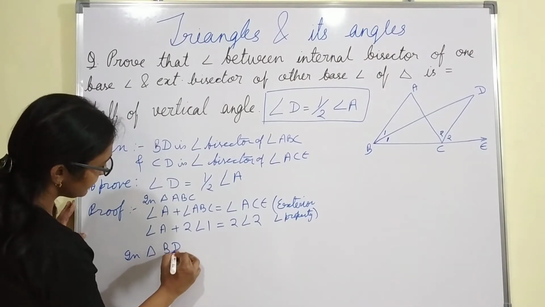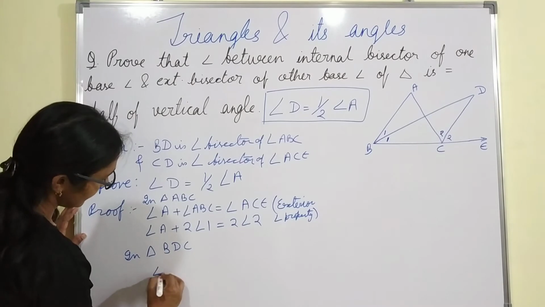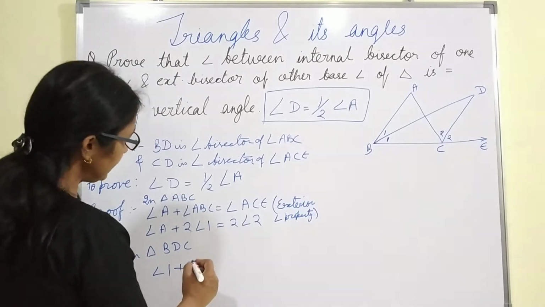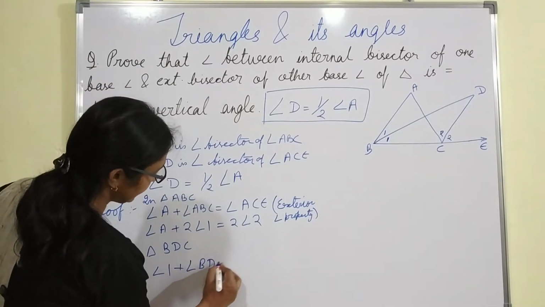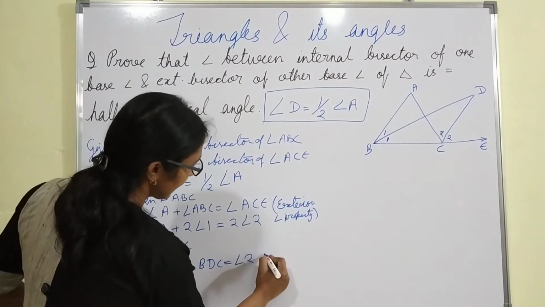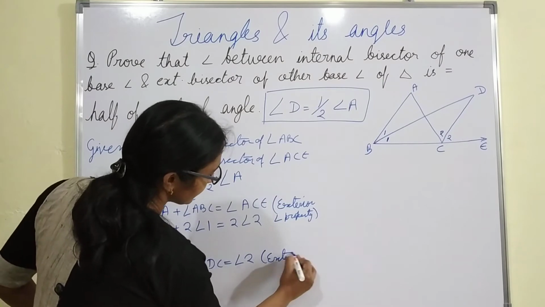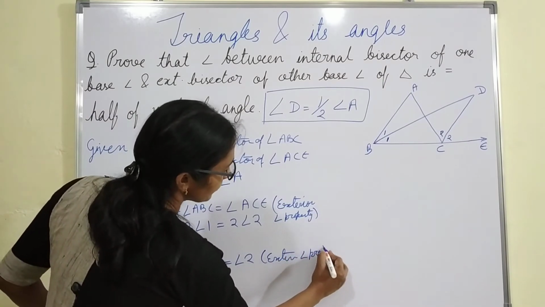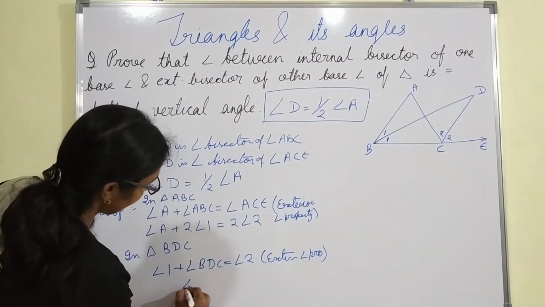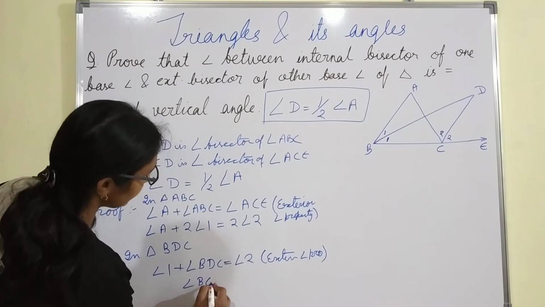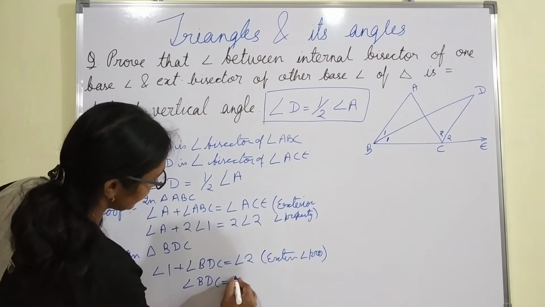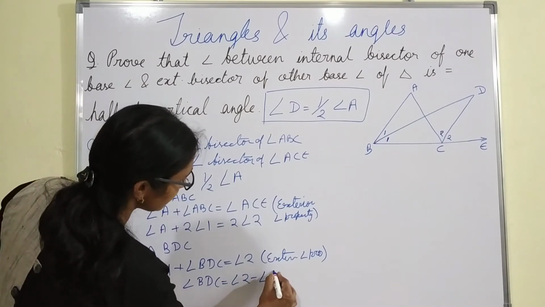Now in triangle BDC, angle 1 plus angle BDC equals angle 2. Same exterior angle property. So angle BDC equals angle 2 minus angle 1.